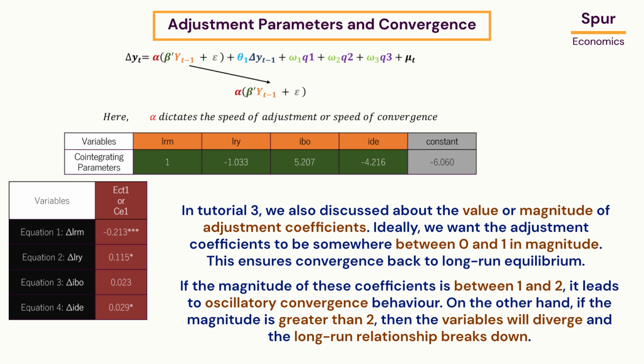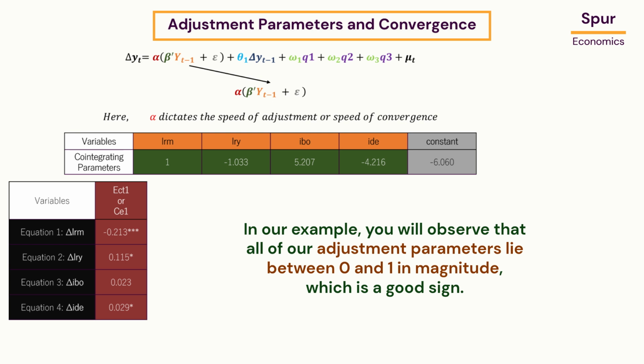In tutorial 3, we also discussed the value or magnitude of adjustment coefficients. Ideally, we want the adjustment coefficients to be somewhere between 0 and 1 in magnitude. This ensures convergence back to long-run equilibrium. If the magnitude of these coefficients is between 1 and 2, it leads to oscillatory convergence behavior. On the other hand, if the magnitude is greater than 2, then the variables will diverge and the long-run relationship breaks down. In our example, you will observe that all of our adjustment parameters lie between 0 and 1 in magnitude, which is a good sign.